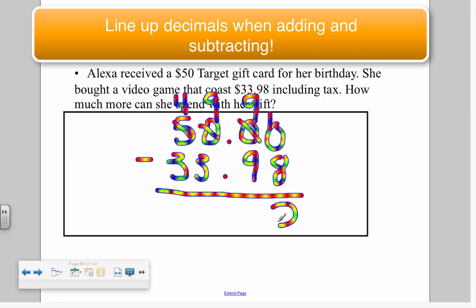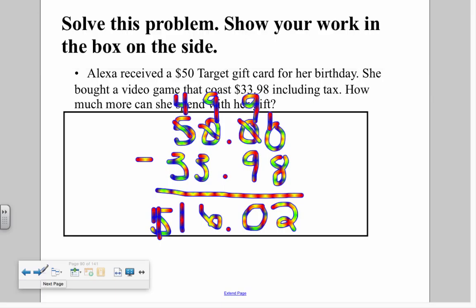10 minus 8 is 2. 9 minus 9 is 0. Bring down my decimal. 9 minus 3 is 6. 4 minus 3 is 1. So how much more money does she have left to spend with her gift card? $16.02.